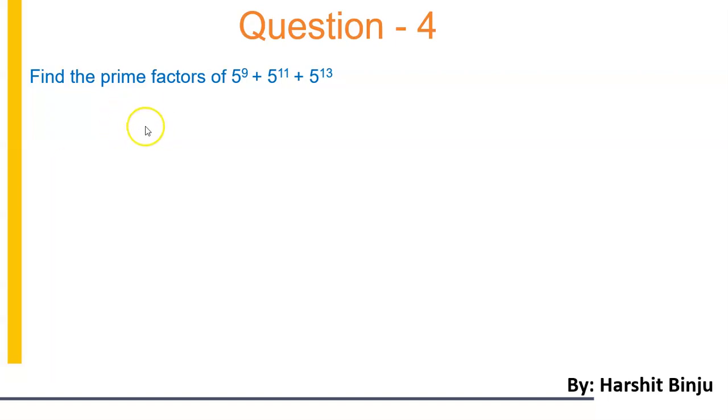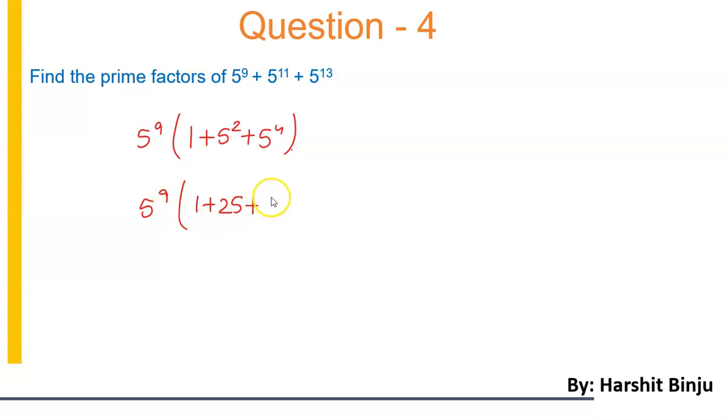Okay, so what I'm gonna do is I'm gonna take 5 to the power 9 common. This will become 1 plus 5 square plus 5 to the power 4. This is 5 to the power 9, 1 plus 25 plus 625. This is 5 to the power 9 into 631.